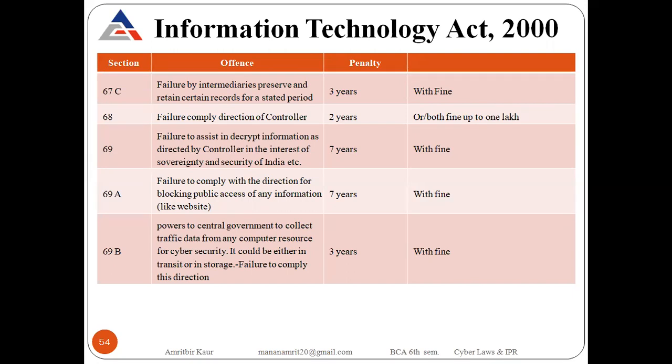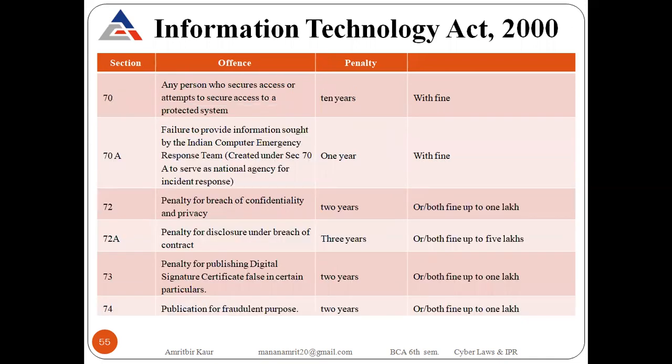Then section number 69B, powers to the central government to collect traffic data from any computer resources for cyber security. It could be either in transit or in storage. For failure to comply with direction, the penalty is 3 years imprisonment with fine.